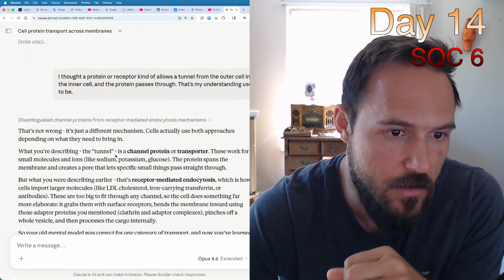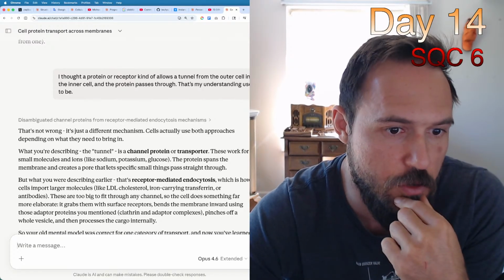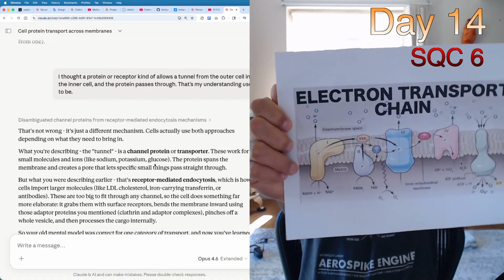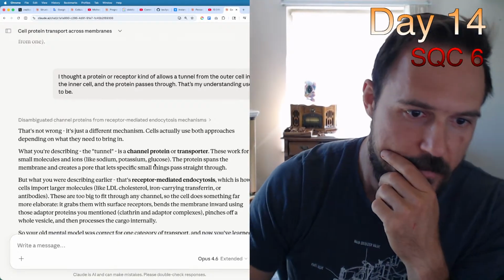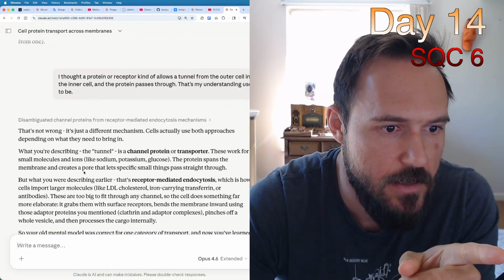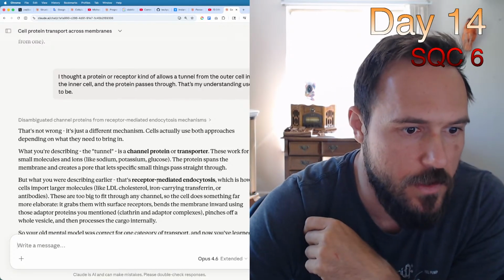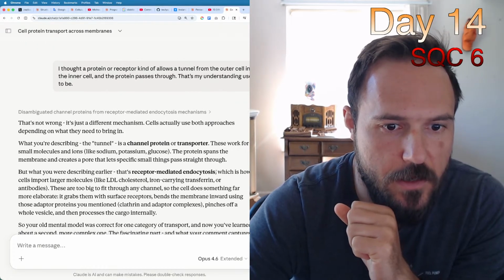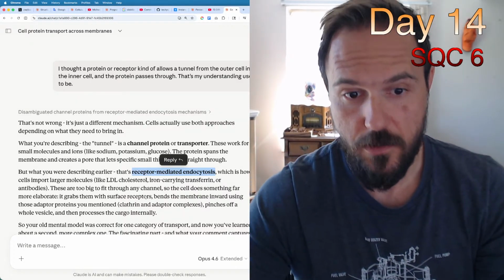What you are describing by tunnel is a channel protein or transporter. This works for small molecules and ions like sodium, potassium, glucose. The protein spans the membrane and creates a pore that lets specific small things pass straight through. But what you were describing earlier, that's receptor-mediated endocytosis.